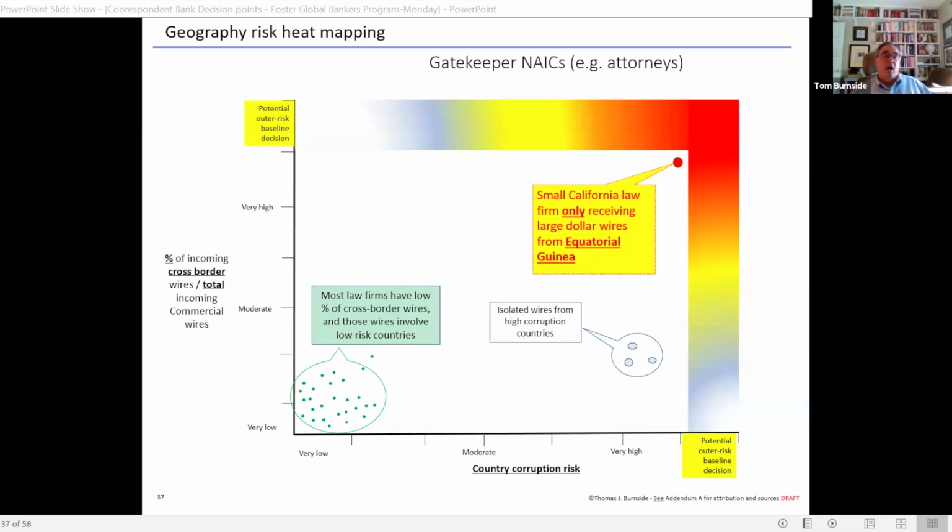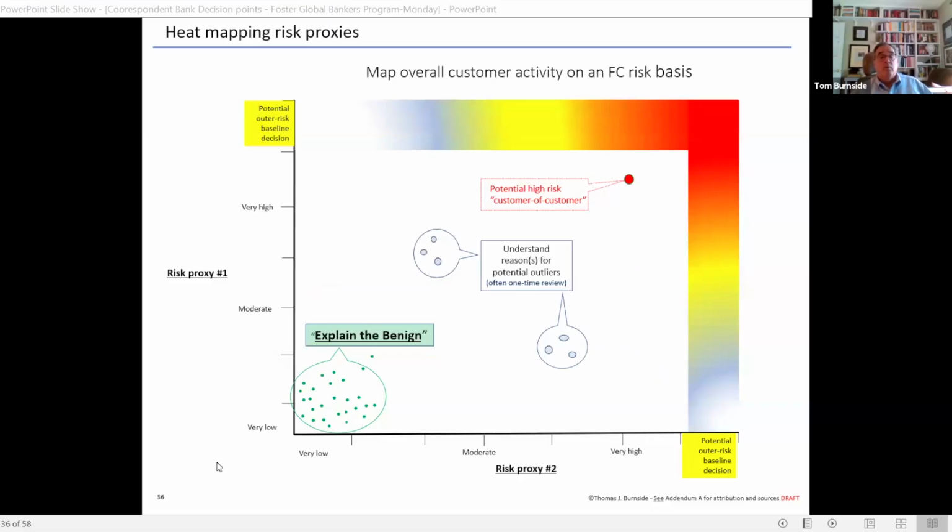So in this one, we have two axes, the x axis and the y axis, and each one of those represents a risk proxy, and part of the design process is to figure out which risk proxies you're going to use and how you're going to quantify them. You could use a per transaction amount. You could use an aggregate transaction amount. You could use a KYC risk ranking, whatever you're using. But you have to do it and you have to be able to scale it numerically.